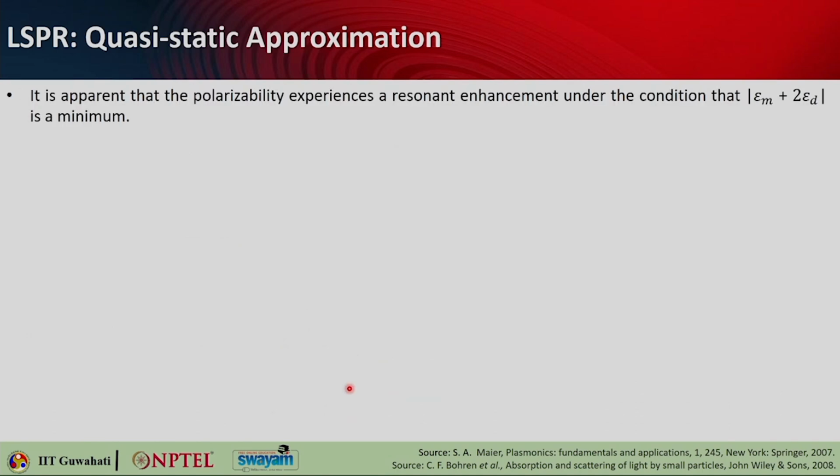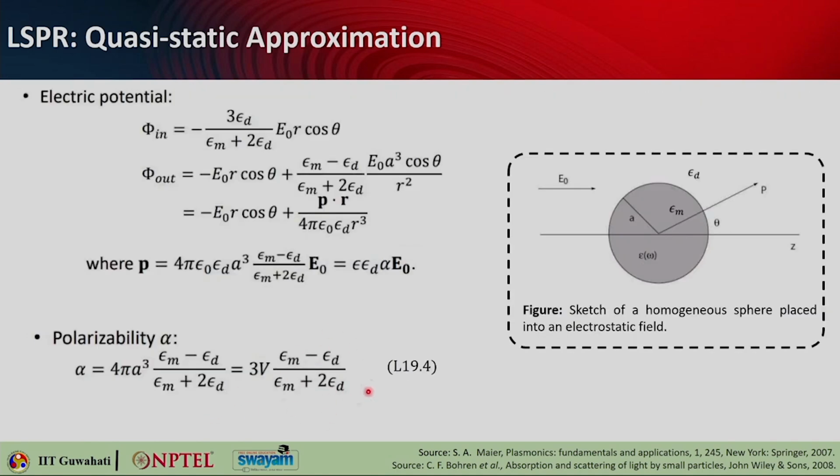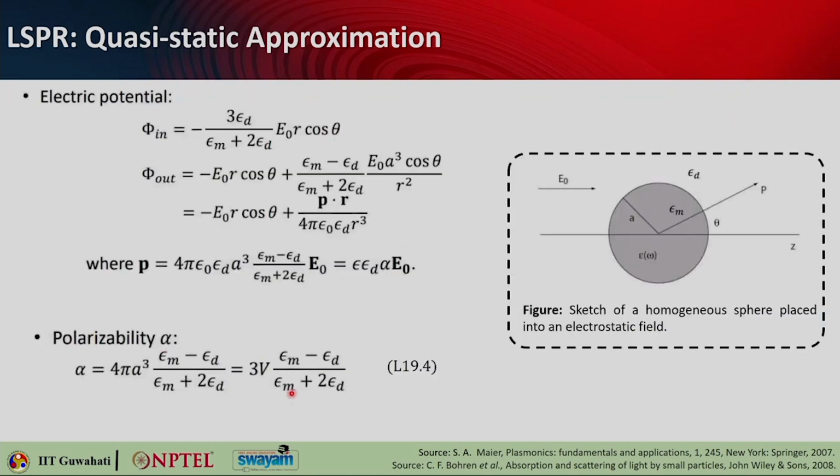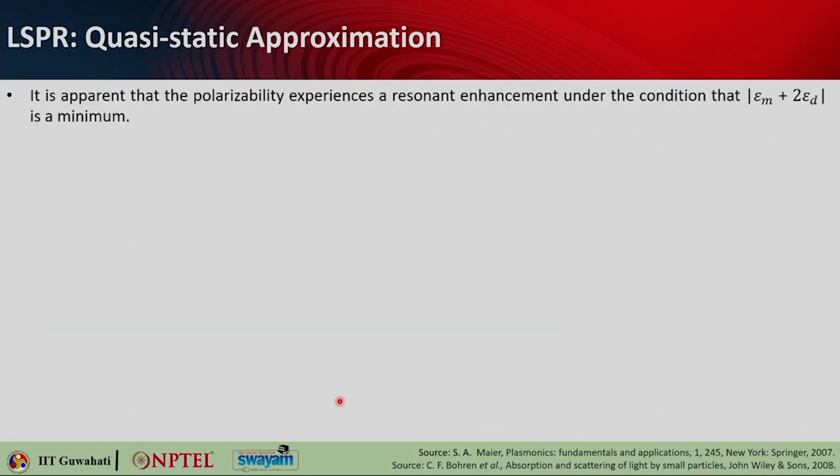Now, with this particular expression, you can find out what is the resonance condition. So, you can see that the polarizability will experience a resonant enhancement when the denominator of this is very small. That means, when the modulus of epsilon m plus 2 epsilon d is very small. So, now epsilon m is basically complex, right, because it is a metal.